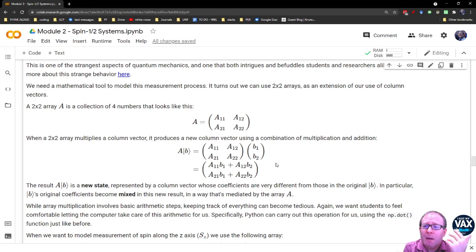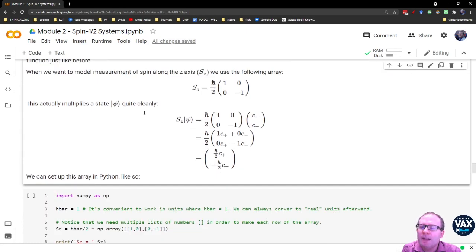And so we're going to have Python do this for us. Remember, Python can do this matrix multiplication. So once you and your students get the general idea of how it works, you don't really do this by hand again, right? You put it into Python and have Python do that for you. It gets a little bit more concrete when we take a look at an actual spin measurement.